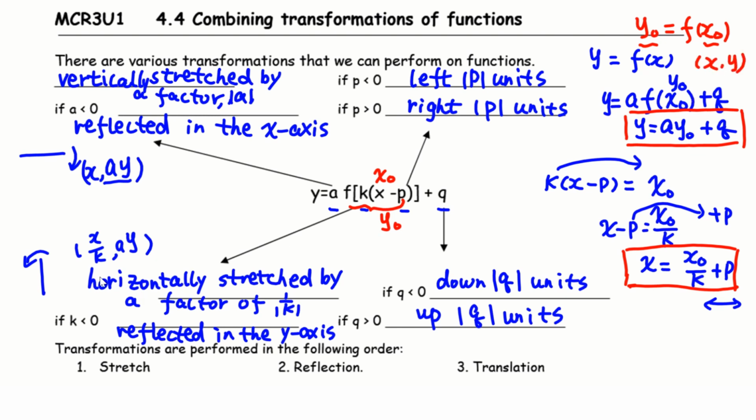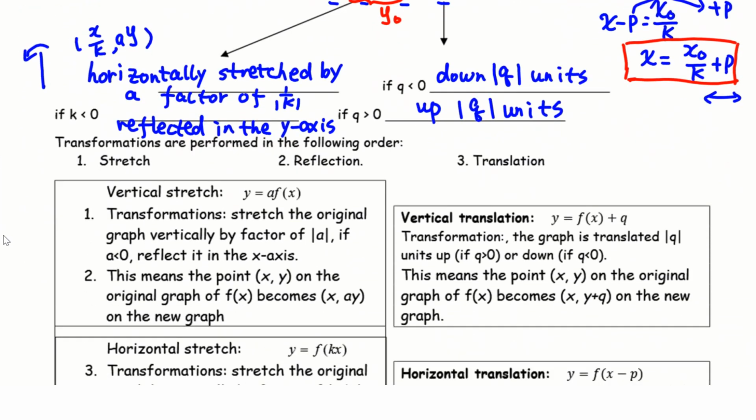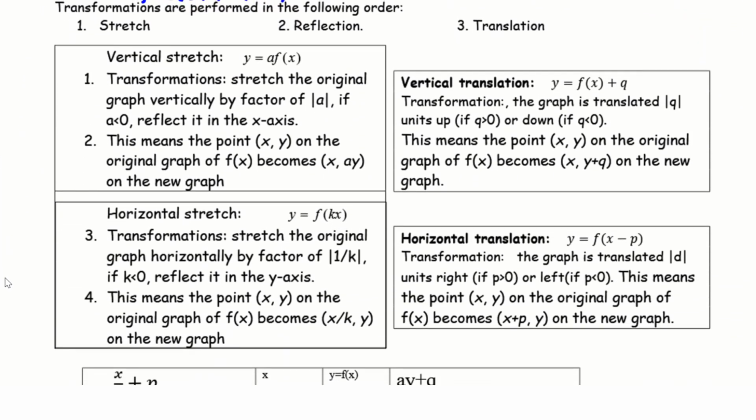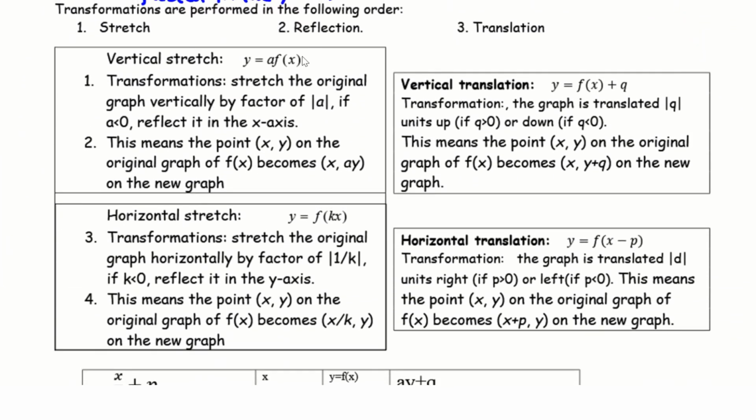Now we are going to see if we combine all of this using words. Transformations are performed in the following order: stretch, reflection, which means a and k, and translation, which is p and q. And how to remember it is BAD MATH.